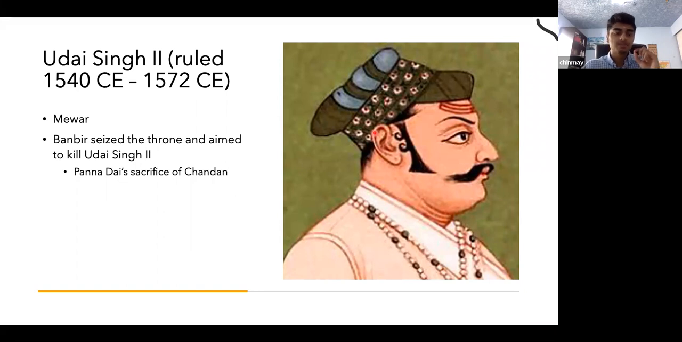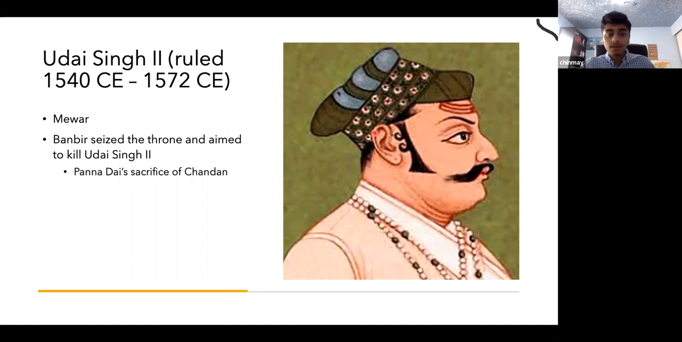So Uday Singh's nurse Panadai also had a child called Chandan, who was the same age, same size as Uday Singh. So what happened basically was when Banbir found Uday Singh in his room after Uday Singh fled, he wanted to kill Uday Singh. What Panadai did was she swapped Uday Singh, who was technically the prince, the heir to Mewar, with her own son Chandan.